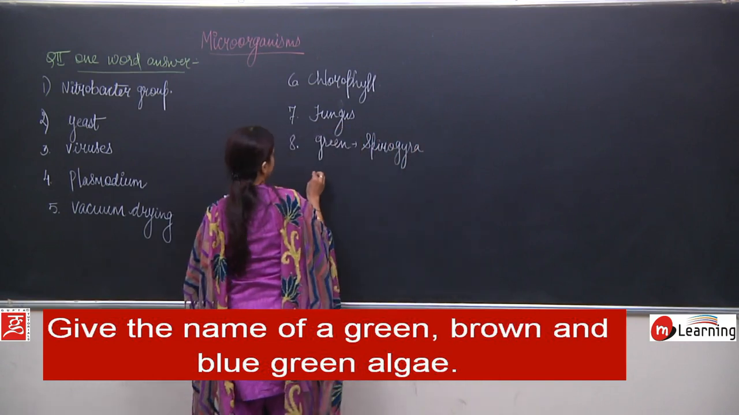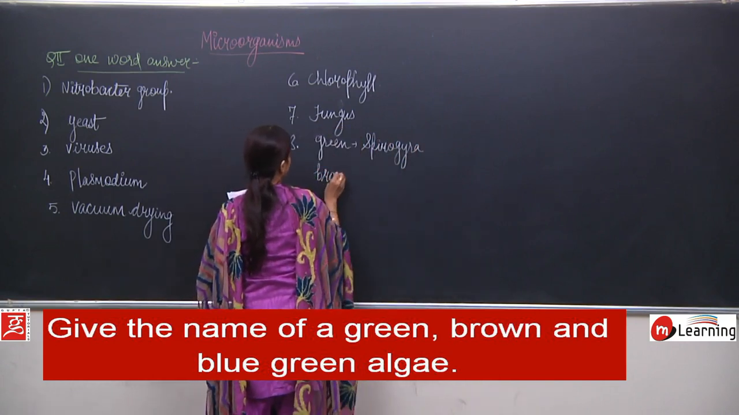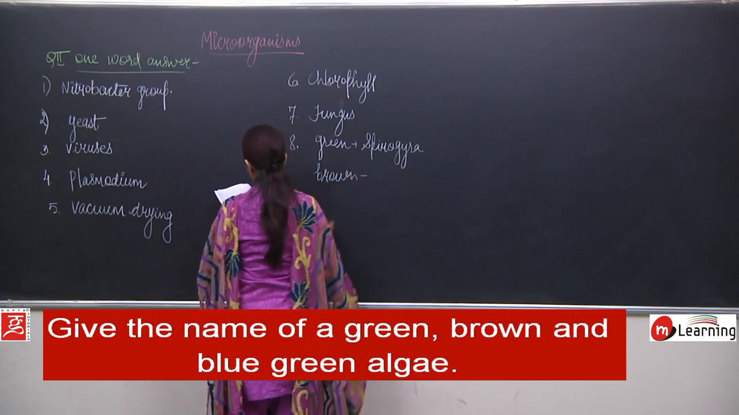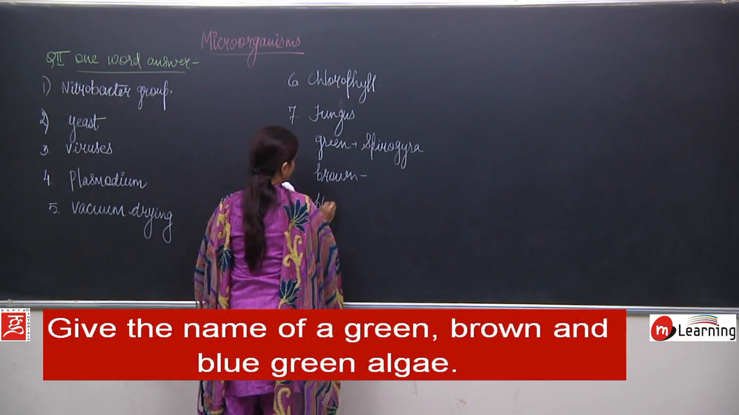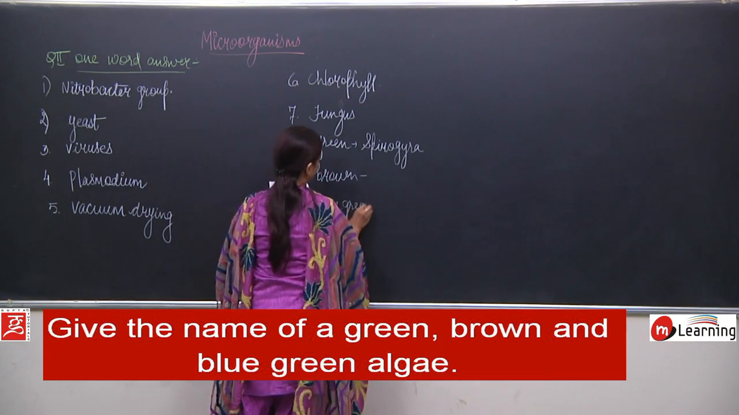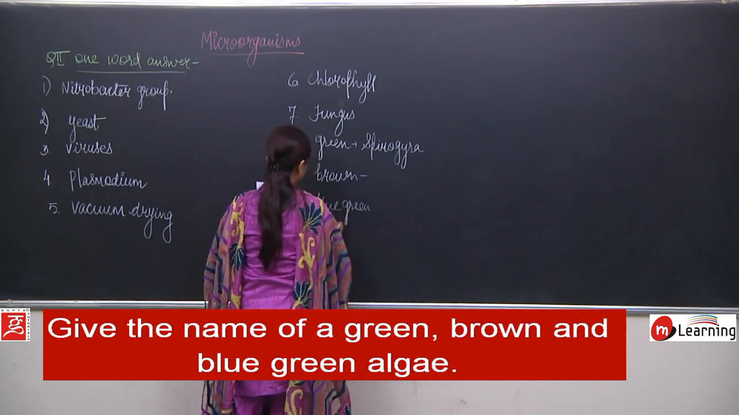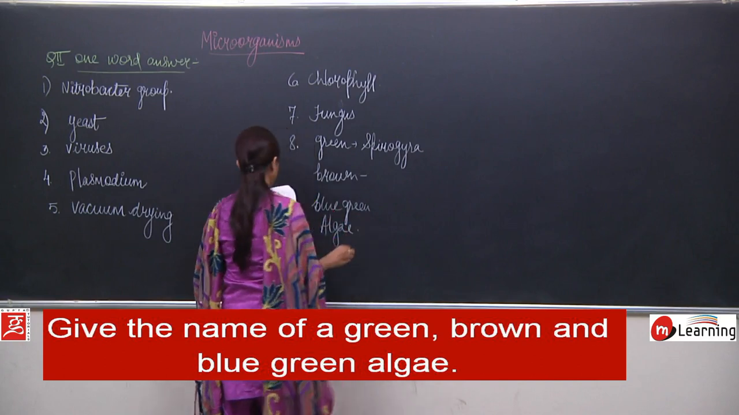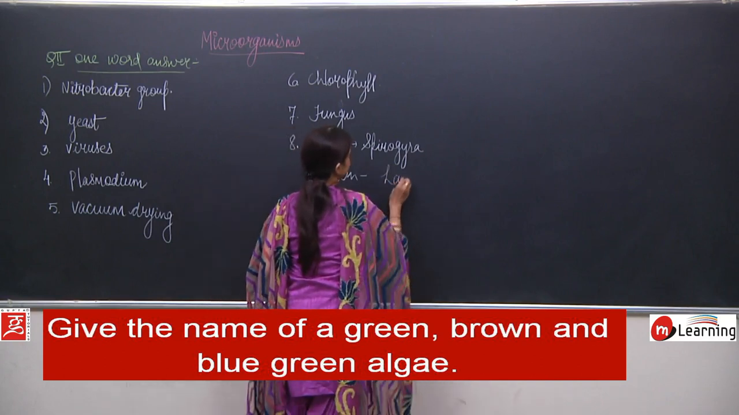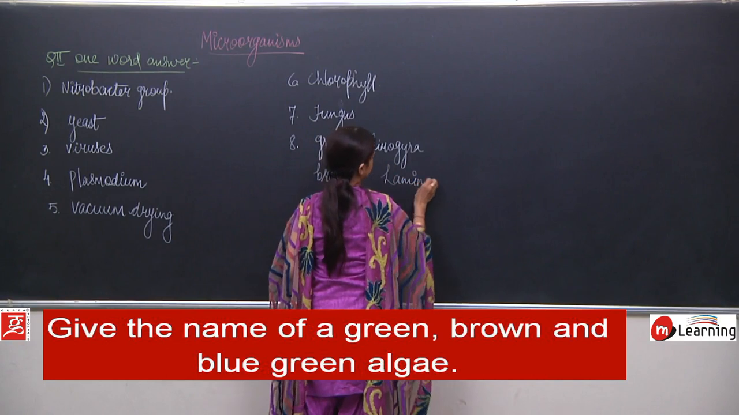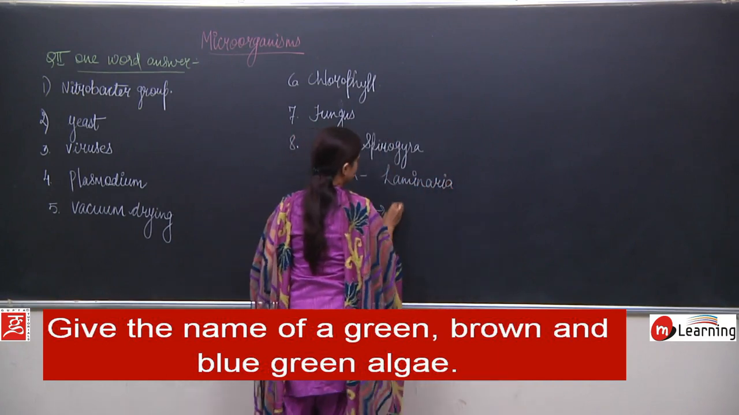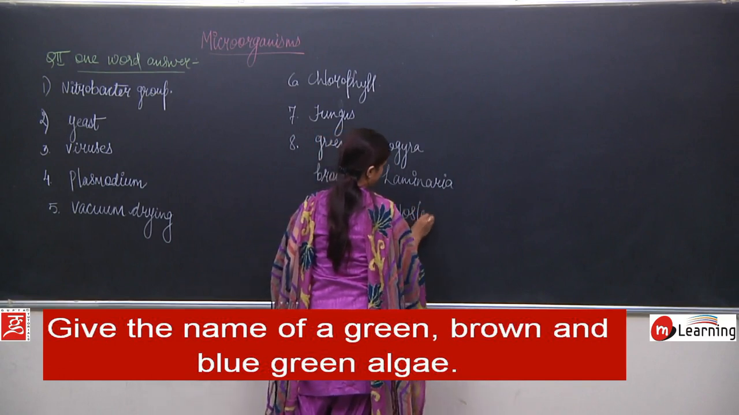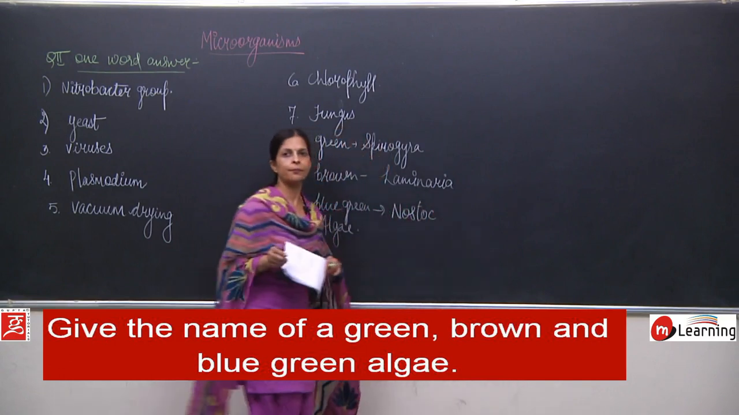Now after this they are asking about brown, and after this they are asking about blue green algae. Blue green algae, so this one is laminaria and this one is nostoc. Even if you can write anabena.